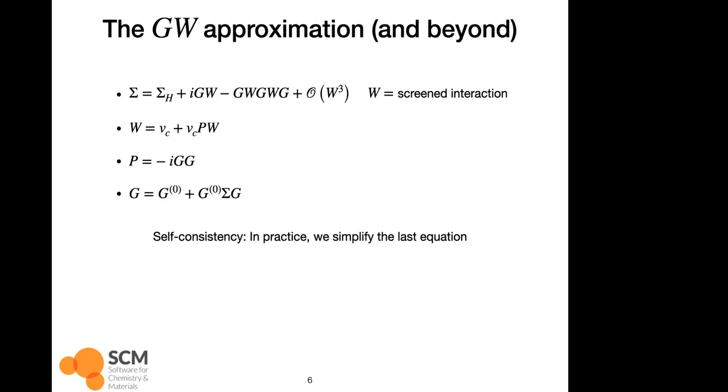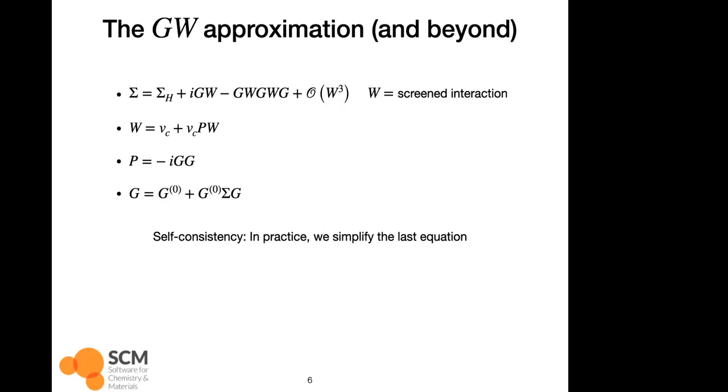So the W is also obtained from a Dyson equation. And the kernel of this Dyson equation, the P, is called the polarizability. The polarizability depends on the Green's function, and the Green's function itself depends on the self-energy. So this is a self-consistency loop, and it's quite cumbersome to solve. So in practice, we simplify the last equation to make the self-consistency a little bit easier.